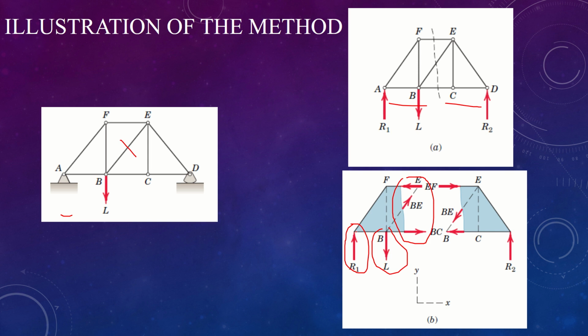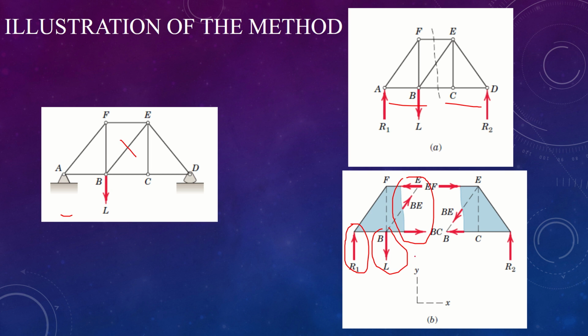Now let us start by balancing the moments about point B for the left hand section. The force EF is clearly to the left, which makes it compressive, because it acts towards the cut section of the member EF. The load L is greater than the reaction R1, so the force BE must act up and to the right to supply the needed upward component for vertical equilibrium. The force BE is therefore tensile, since it acts away from the cut section.